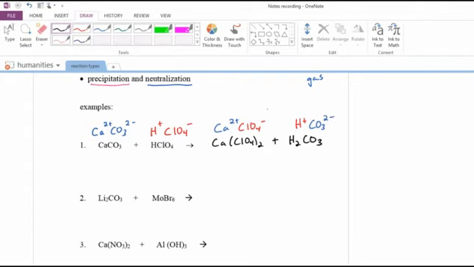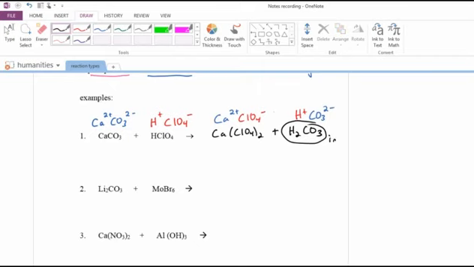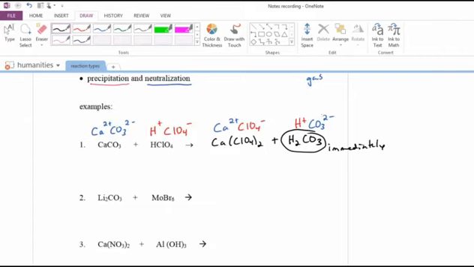Okay, here's the one where it makes a gas, because this compound right here immediately separates into H2O and CO2. CO2 gas, H2O liquid. The calcium perchlorate would probably remain aqueous. And we would need a 2 there to balance it.